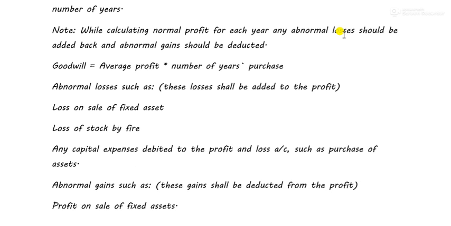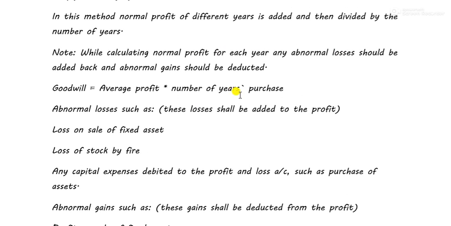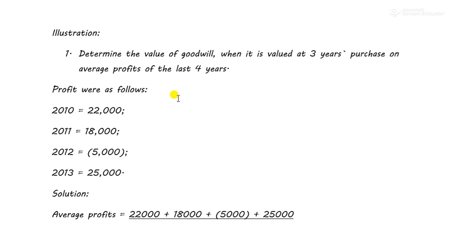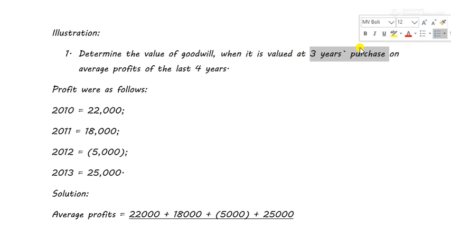Now valued at 3 years purchase. I told you, average profit into number of years purchase. This number, 3 years, don't get confused in this. Don't multiply the average profit by 4. No, you will have to look at this kind of language. Which type of language? 3 years purchase. This is the language that you need to look upon.